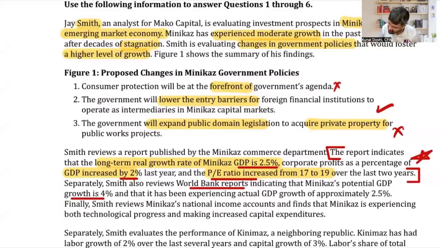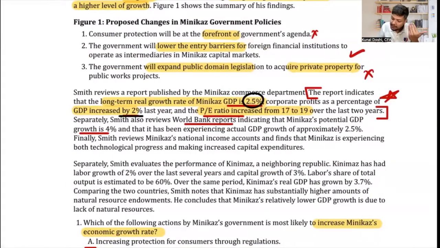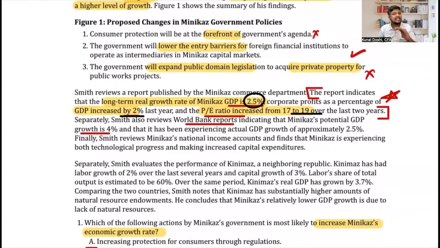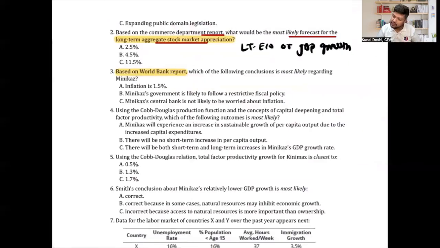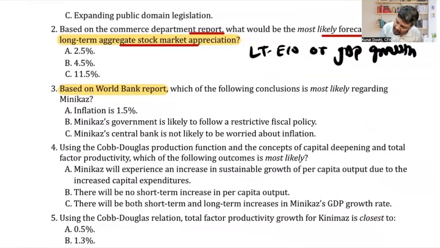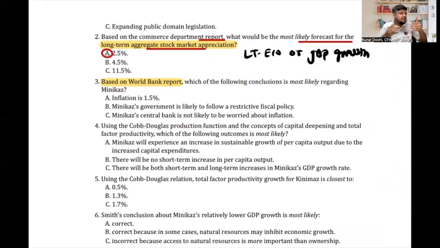So here, out of everything, we will only take 2.5 percent. Corporate profit as a percentage of GDP or change in PE, they are not sustainable. They are not going to be forever. So only the long-term real growth rate of GDP is what we take, and therefore the answer will be 2.5 only. Okay, this is something I just wanted to connect, what we learned as theory, in terms of questions.